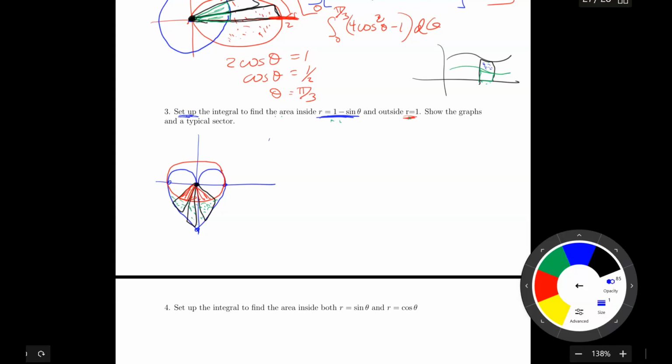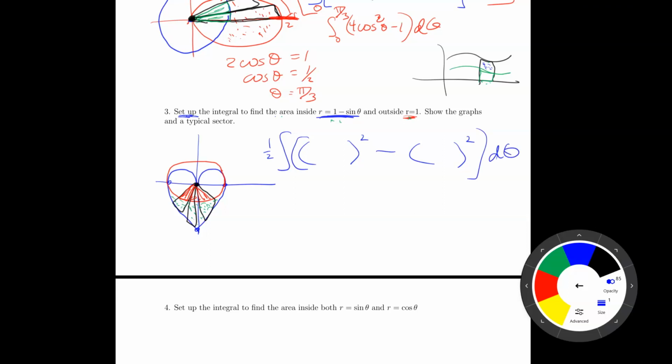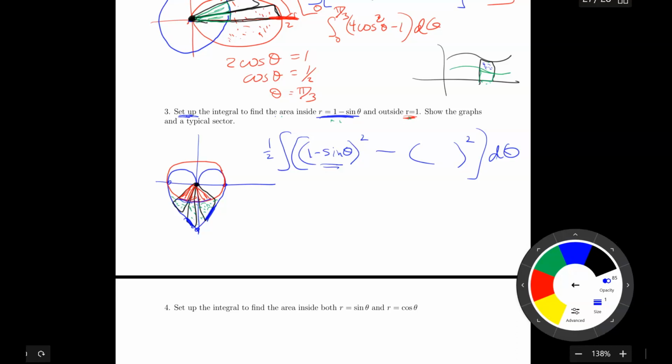So the basic framework is going to be 1/2 outside subtract inside, and then it's going to be d theta. Okay, so the curve that's on the outside, that's touching the outside of the sector here, is going to be 1 minus sine theta. The inside that I'm taking away is this red circle, right? The red circle, so that's going to be 1. And then where am I building sectors from and to?